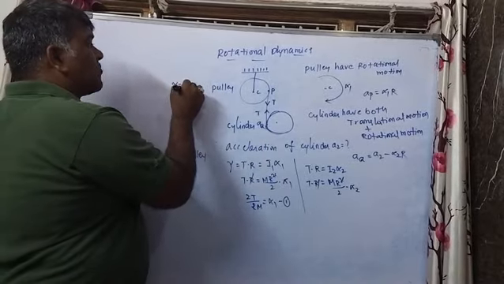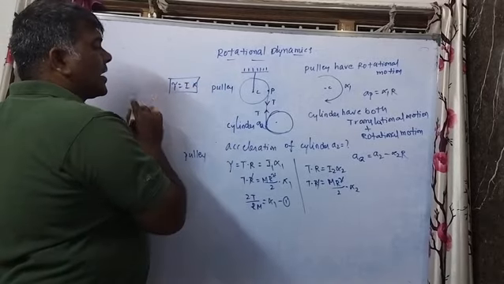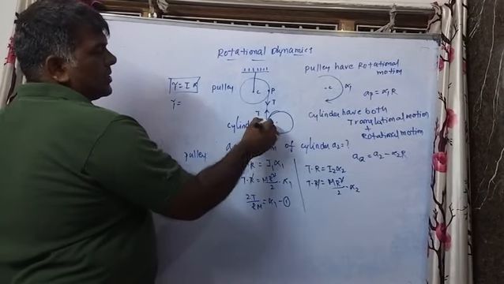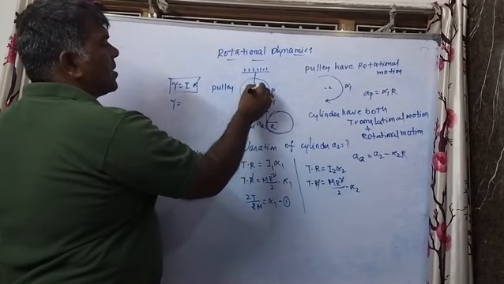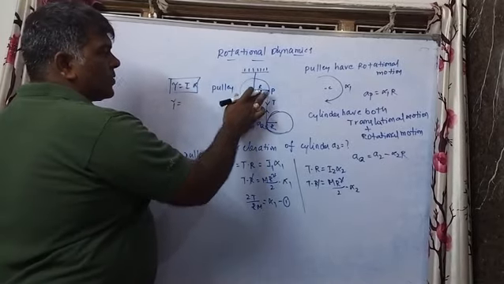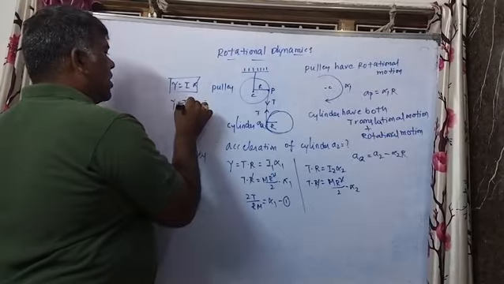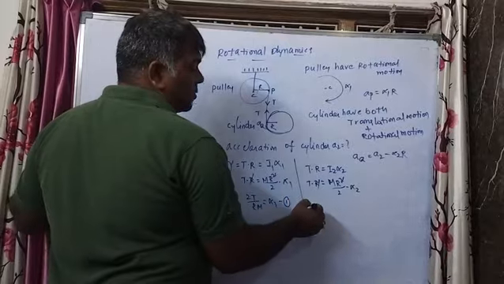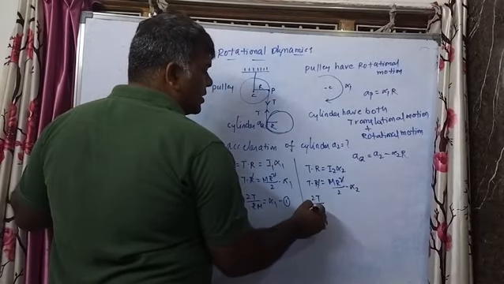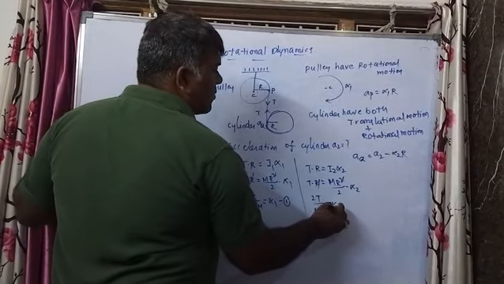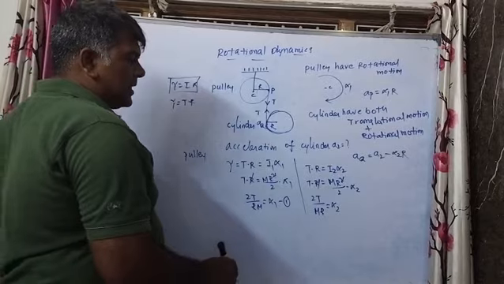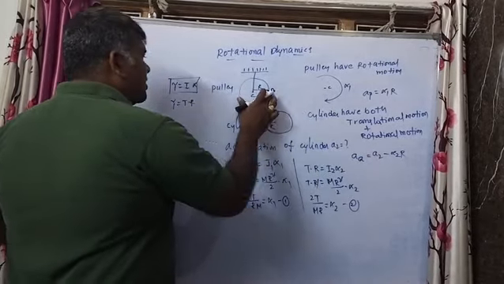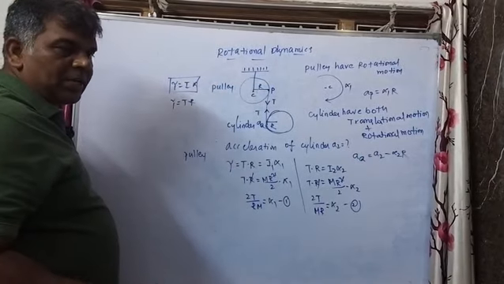Torque is defined as moment of inertia into angular acceleration, and torque is also defined as force into perpendicular distance. This is about the radius, so T into R. Torque is produced on the cylinder also. So we write 2T by M R is equal to alpha 2. This is equation number 2. But at point P, the linear acceleration is in the downward direction.